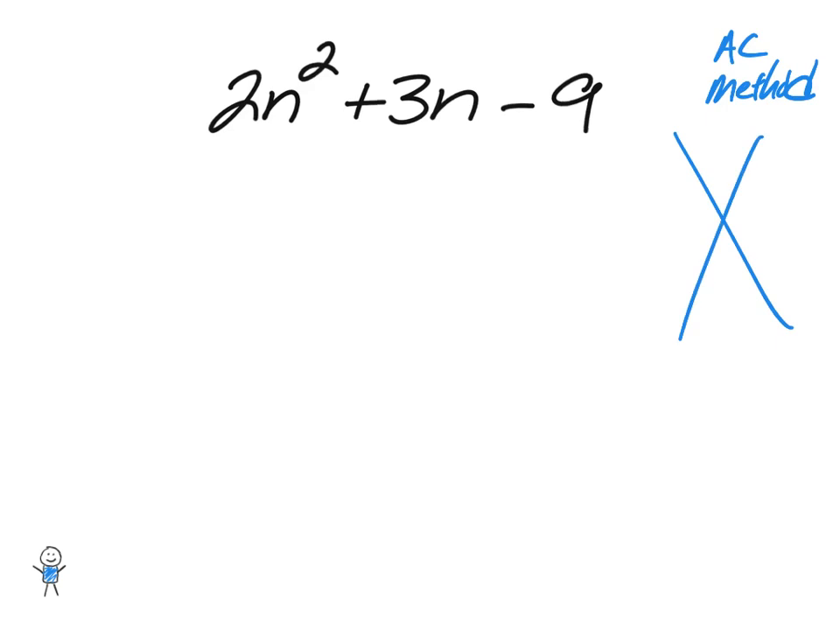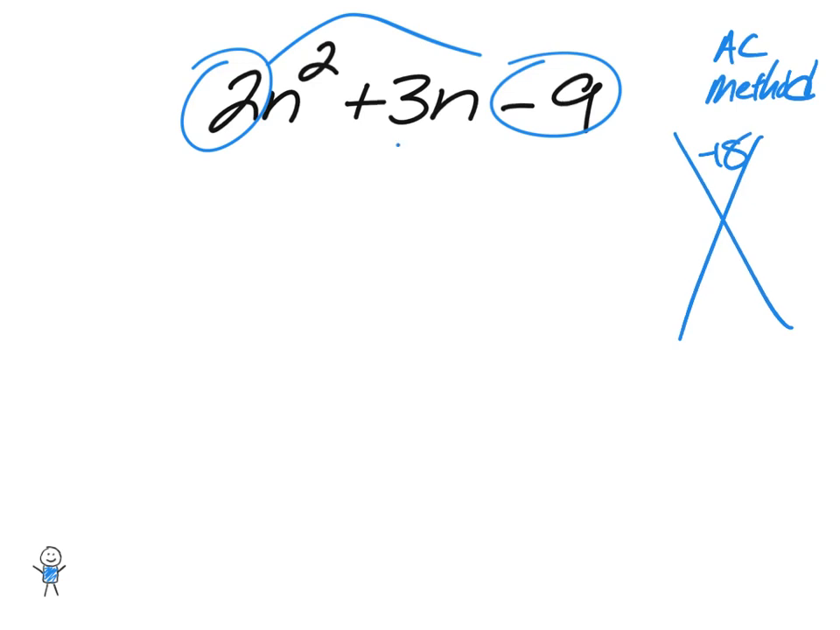I'm going to take my a times c, which is 2 times negative 9 to give me a negative 18. And then my b term was a positive 3. I need to find what multiplies to be negative 18 but adds to be a positive 3. So I know it's going to be some combination of 6 and 3. And let's figure out which one gets the negative. In this case, it's going to be the 3, because 6 times negative 3 would give you negative 18. 6 plus negative 3 gives you that positive 3. So I found my two very specific factors that I want.